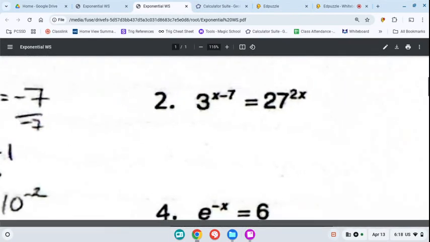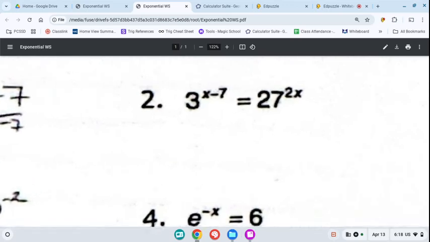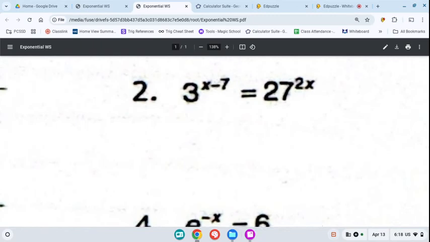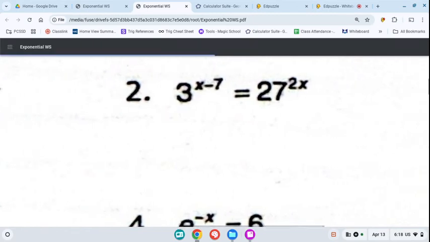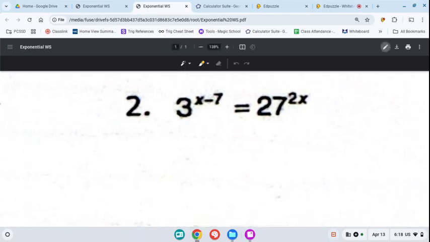All right, number two. So we see that the first part of the problem has a base of 3, and the second part of the problem has a base of 27. So what we have to do is change either the 3 to a 27 or the 27 to a 3. The easiest thing to do is always to reduce in math. So we're going to keep our 3 and change the 27 to 3.